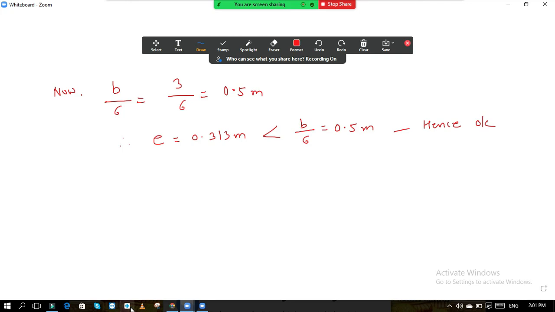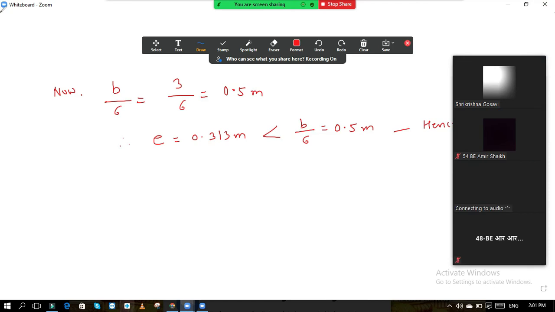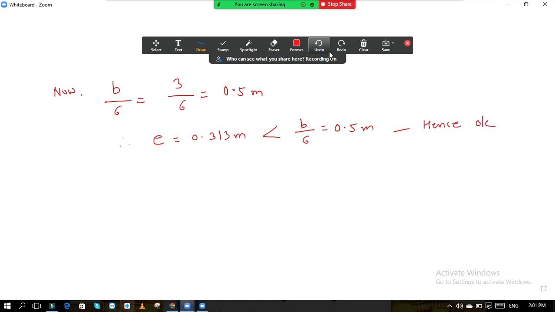I hope now you understood up to this point. This is the stability check. And if your stability check is not getting satisfied, then you have to revise the width of the base slab. Okay, width of the base slab. So now here the condition is getting satisfied. Okay, so now the extreme pressure intensity at the base, that we are going to calculate.